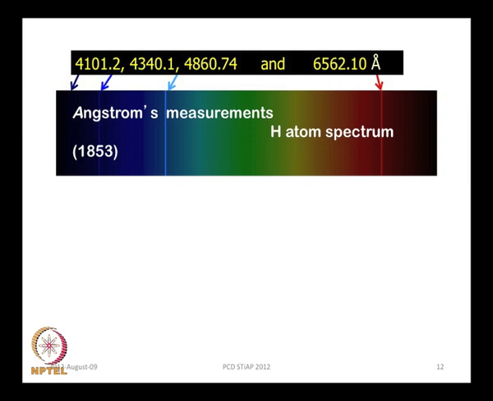So, let us begin with this spectrum of the hydrogen atom. These are 4 lines of the hydrogen atom, very precise measurements done by Angstrom in 1853. He developed one of the first spectrometers. So, the wavelength unit is named after Angstrom.